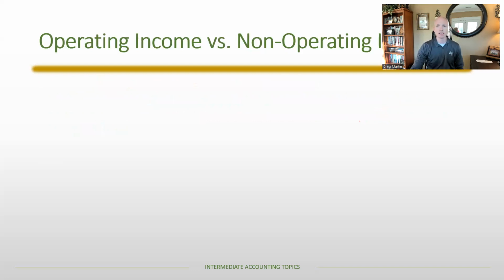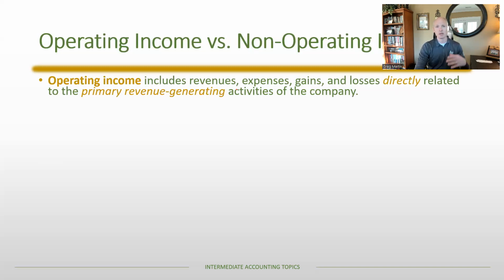So let's talk about operating income versus our non-operating items. First of all, operating income are going to be revenues, expenses, gains and losses. There are not a lot of gains and losses, admittedly, but mostly revenues and expenses that are directly related to the primary revenue generating activities of the company. And so those are the core operations, the repeating activities that go period after period after period, directly involved with the revenue generating process of the company. And again, I tried to highlight those important words, direct and primary revenue generating activities.